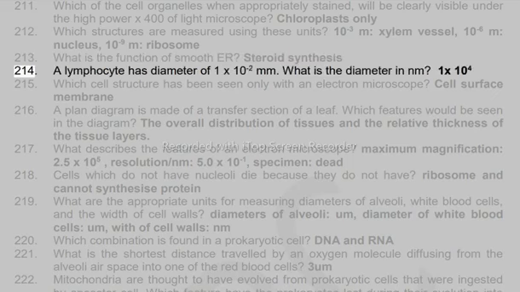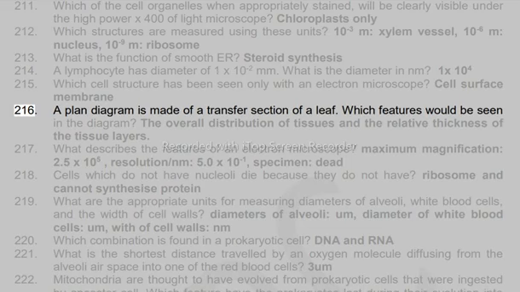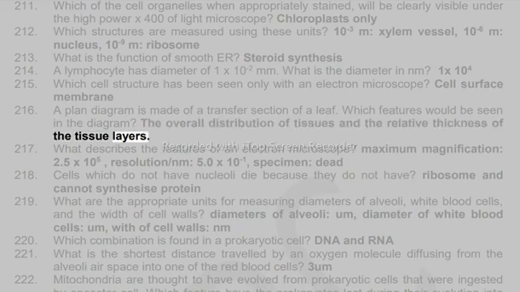Steroid synthesis. 214. A lymphocyte has a diameter of 1 x 10^-2 mm. What is the diameter in nm? 1 x 10^4. 215. Which cell structure can be seen only with an electron microscope? Cell surface membrane. 216. A plan diagram is made of a transverse section of a leaf. Which features would be seen in the diagram? The overall distribution of tissues and the relative thickness of the tissue layers.